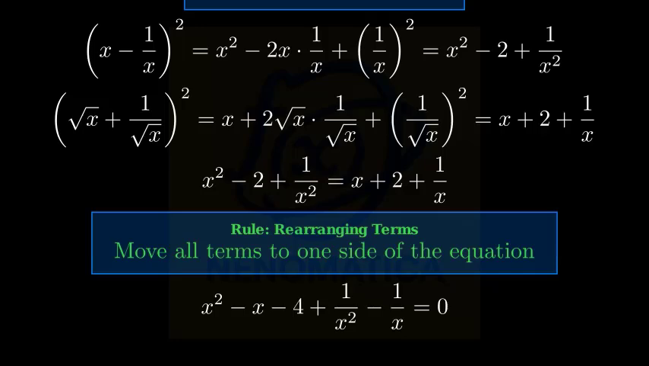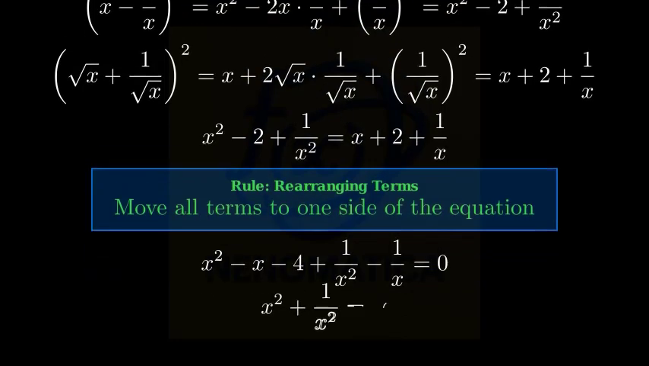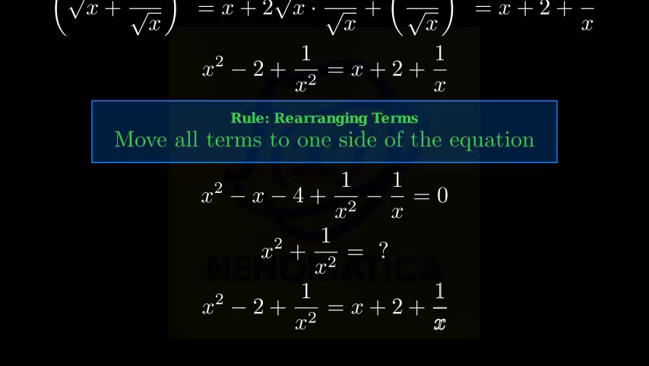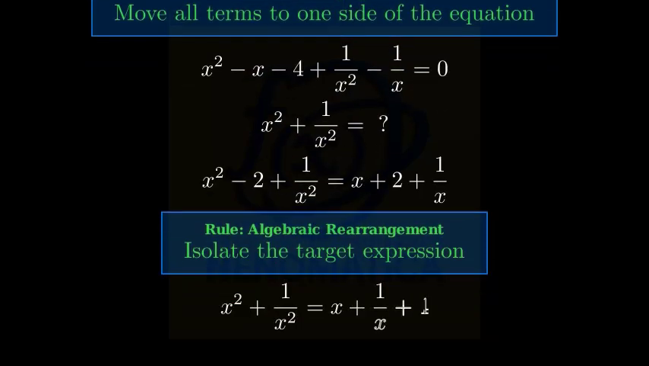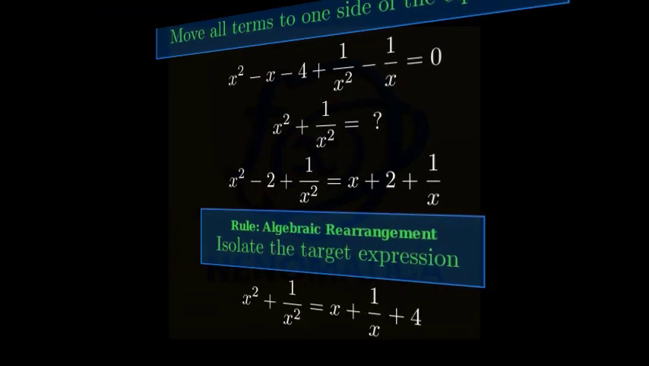Now, the question asks for the value of x squared plus x to the negative 2, which is x squared plus 1 over x squared. Let's look back at our expanded equation and see if we can isolate this expression. From our equation, we can isolate x squared plus 1 over x squared. We have x squared plus 1 over x squared equals x plus 2 plus 1 over x plus 2.